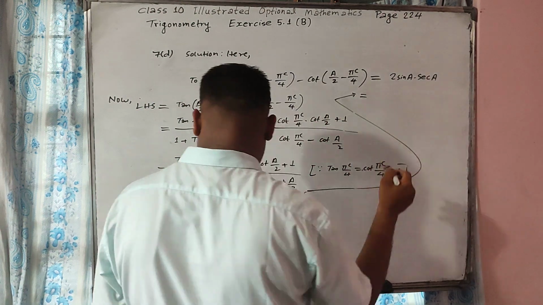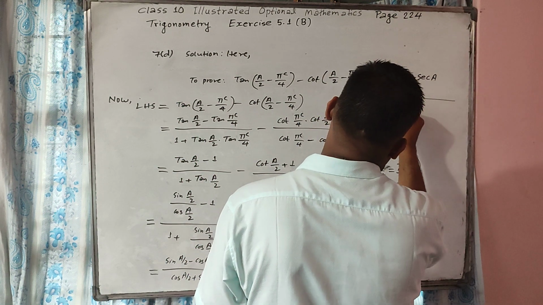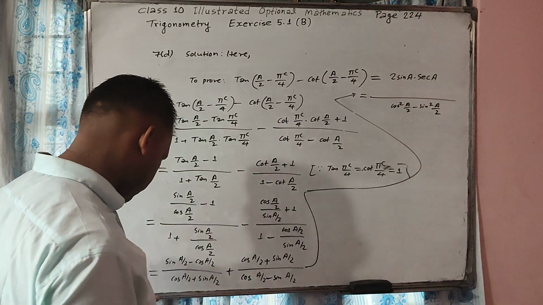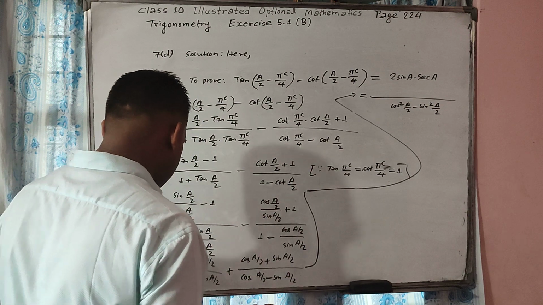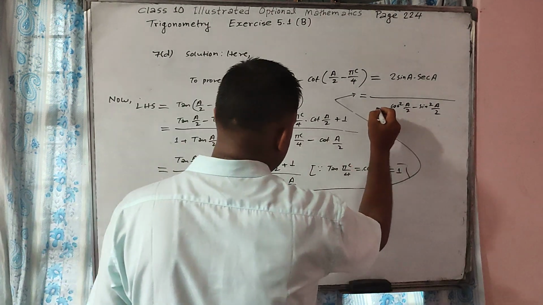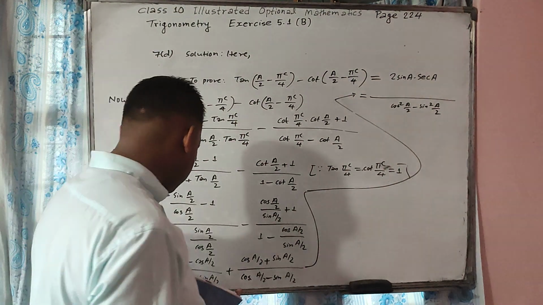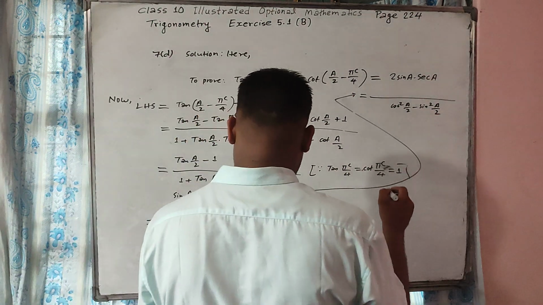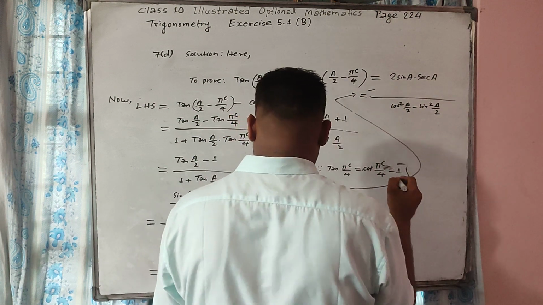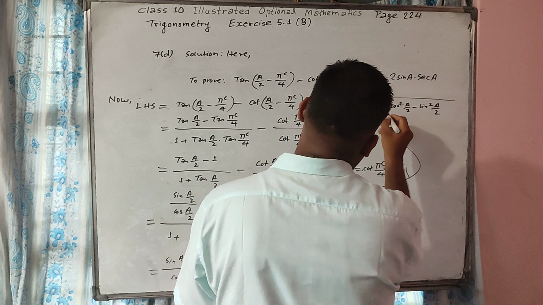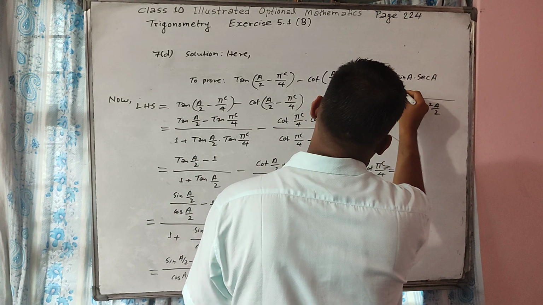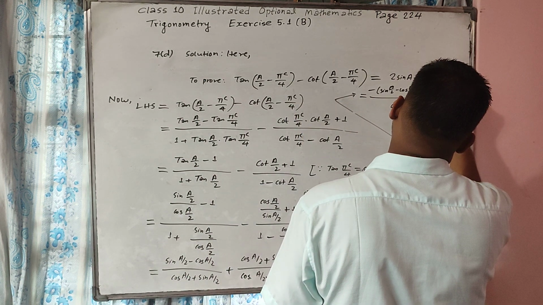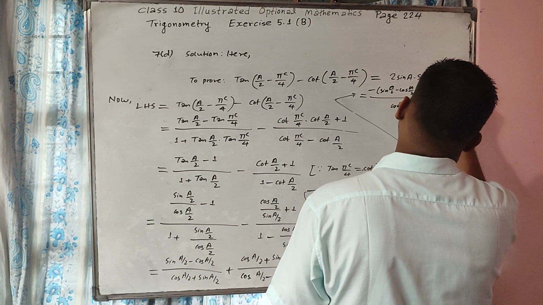Now this equals, in numerator, cos square a by 2 minus sin square a by 2, and in the numerator this sin a by 2 cos a by 2 minus cos square a by 2 minus sin square a by 2, minus sin a by 2 minus cos a by 2 whole square plus cos a by 2 plus sin a by 2 whole square.